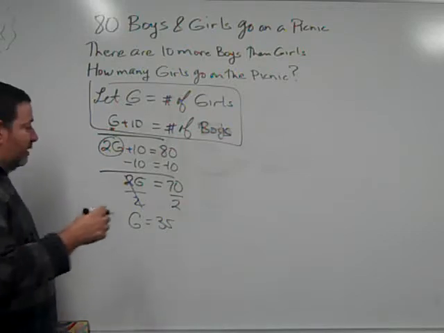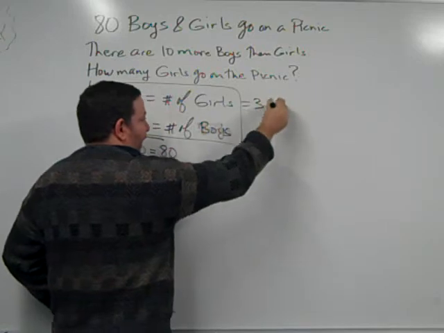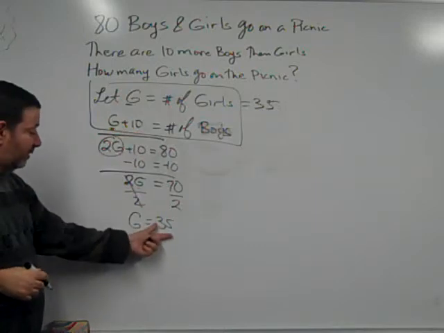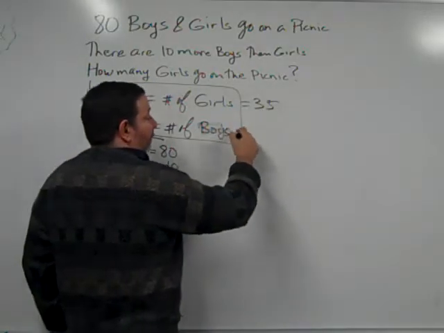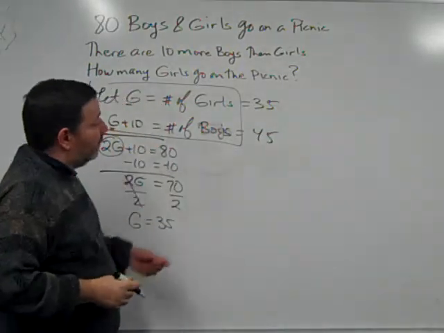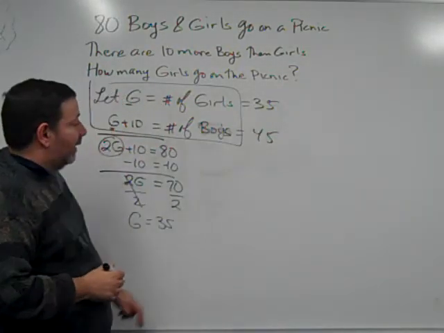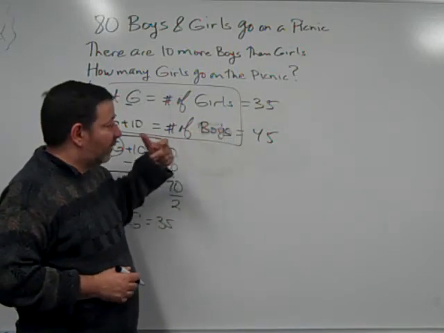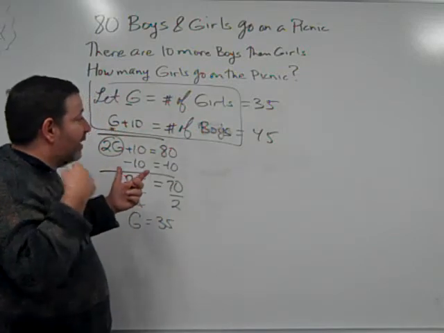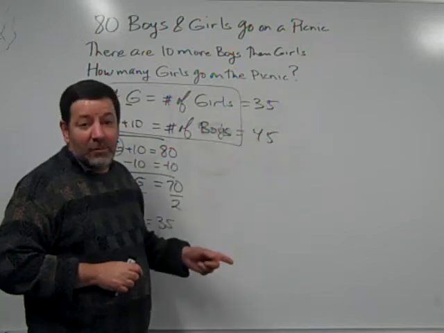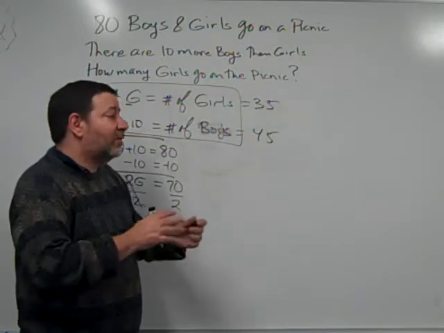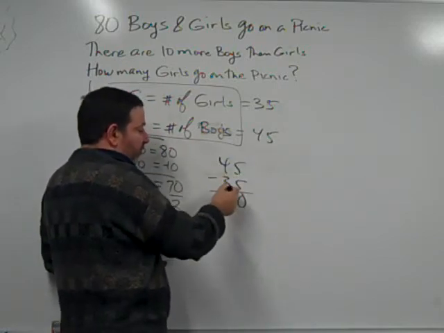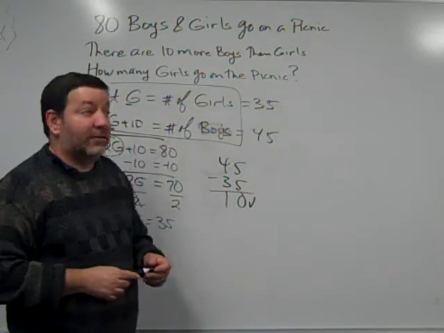And to make sure we're right, g, the number of girls, is 35. The number of boys is g plus 10. 35 plus 10 is 45. And however you do it, make sure these add up to 80, and make sure that the number of boys is 10 more than the number of girls. And what do I mean by do it however you do it? If you can just look at this and say, yep, 45 is 10 more than 35, wonderful. You don't have to sit there and do elementary school subtraction. But if you have to do it, get it right.